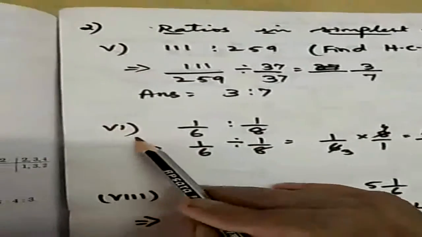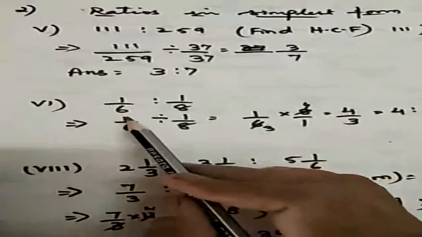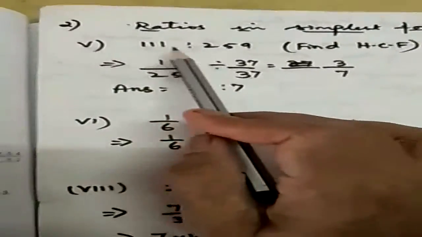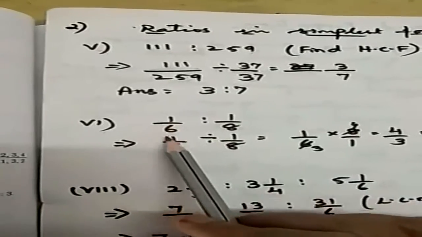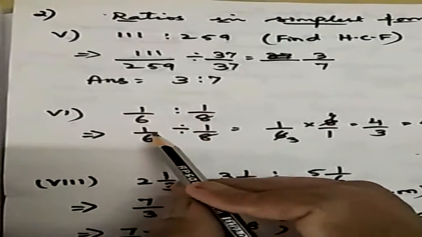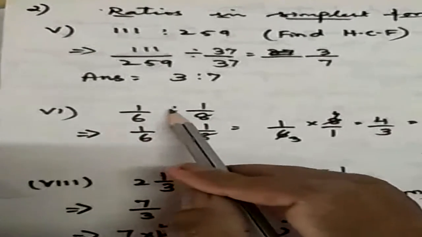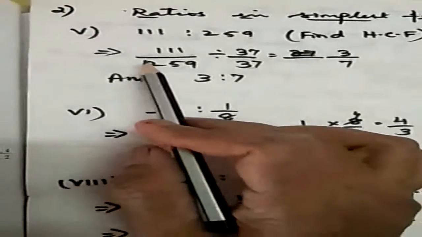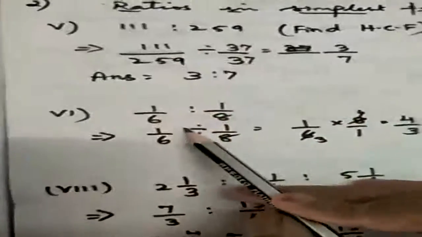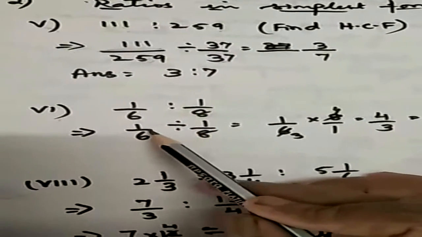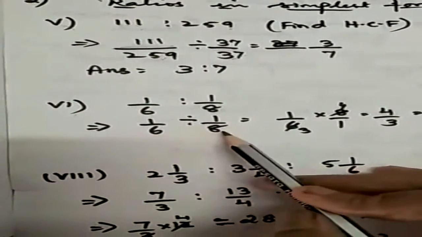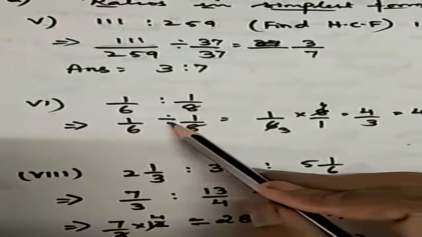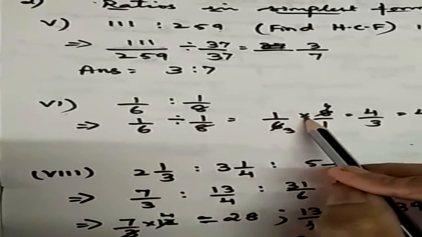Now question number 2, I have done 6. In number 6, the ratio is given in fractions. In number 5, the ratio was given in whole numbers. Now how will you do it? 1 by 6, what is this? Is to means divided by. If it is in whole number form, then we write divided by like this. So it is in fraction: 1 by 6 divided by 1 by 8. In fractions, you know, this division will change into multiplication.